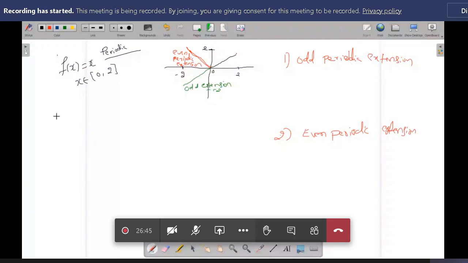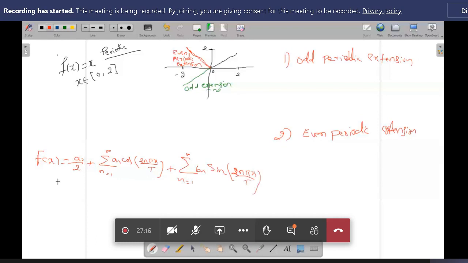When I say odd function, it contains, in the full range Fourier series, what we have defined: f of x is equal to a naught by 2 plus summation n running from 1 to infinity a n cos 2 n pi x by t plus summation n running from 1 to infinity bn sin 2 n pi x by t. So this is the full range Fourier series.